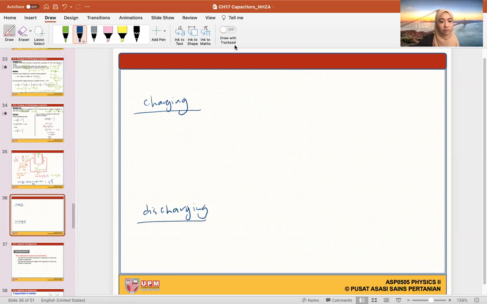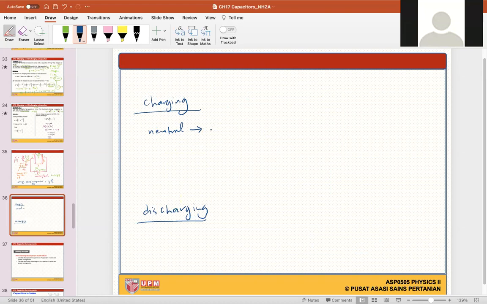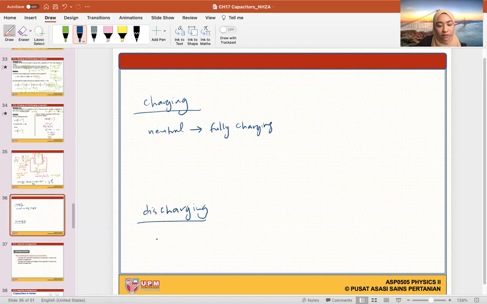They do not have the same equation. Charging means you start from neutral and you go to fully charged. So this is what charging means, right? Obviously. Discharging is you go from fully charged to neutral. What are you charging? You're charging the capacitor. Of course, we're talking about capacitors here. So if I start with neutral, I should start from 0 to fully charged, which is Q. If I start with fully charged, I should start with Q to 0. So my graph should represent this.